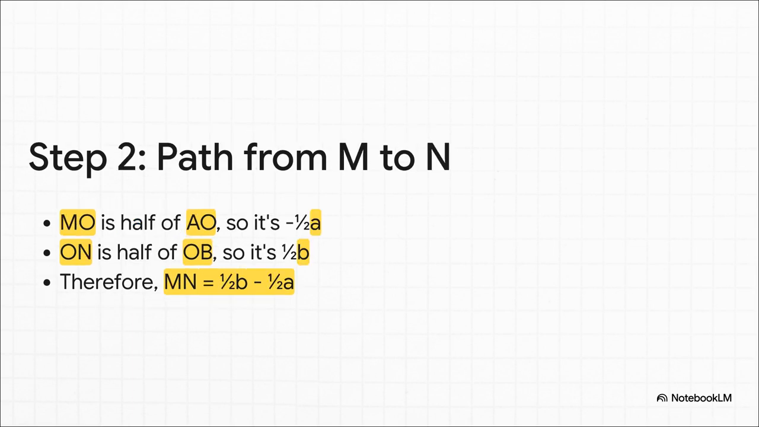Step 2. Now we're going to do the exact same thing, but for that smaller journey from the midpoint M to the midpoint N. Since M is the halfway point, the path from M back to O is just half of minus A. And since N is the halfway point, the path from O to N is half of B. So let's add those little pieces together, and we find that the vector MN is half B minus half A.